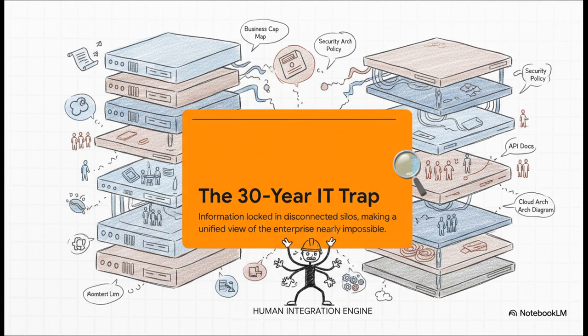And the critical point is, these silos don't talk to each other. Your business capability map has no idea what your API documentation says. That disconnection is the trap. And it forces you, the architect, to be this human integration engine, which is just exhausting and, frankly, impossible to sustain.